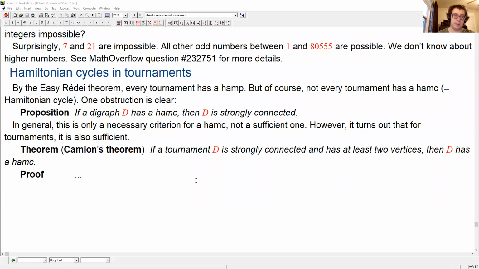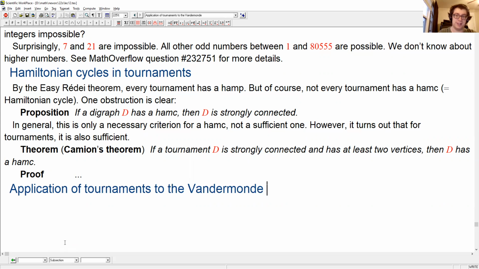At last, let me wrap up the topic of tournaments with one little curiosity. So this is an application of tournaments to the Vandermonde determinant. This is not a very important application. It's a bit of a luxury because there are many ways to prove the Vandermonde determinant. Most of them are easier.